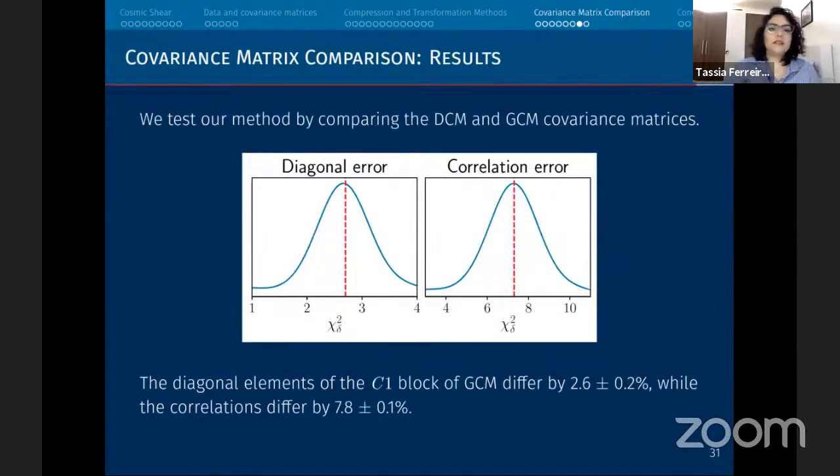Okay, and the results that we have are divided into the diagonal and the correlation error. So for the diagonal parts, they differ by 2.6 plus minus 0.2, and the correlation elements is 7.8 plus minus 0.1. And just like that, these numbers don't mean very much. Okay, what do they tell you in terms of parameter constraints? Because that's what we're interested in. That's what we're trying to do.